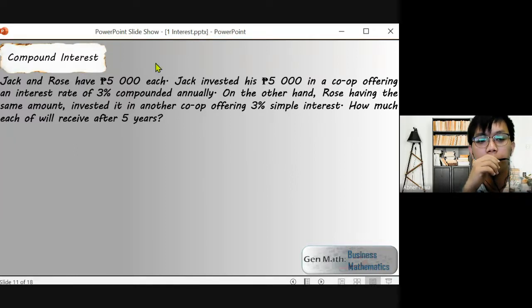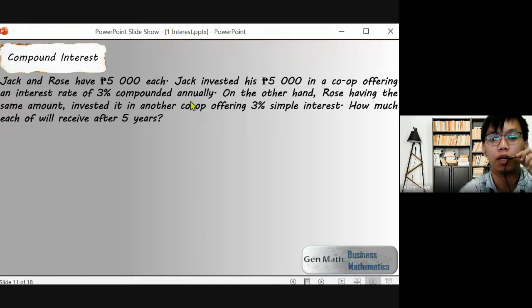So, magkano ang pera ni Mr. Jack after 5 years dun sa kanyang pinag-invest? So, magkano naman ang magiging pera ni Miss Rose sa co-op na kanyang nag-investan. So, magkaiba lang yung co-op na pinag-investan nilang dalawa. Okay? And to solve that, we are going to compute first yung magiging pera ni Rose sa co-op after 5 years.